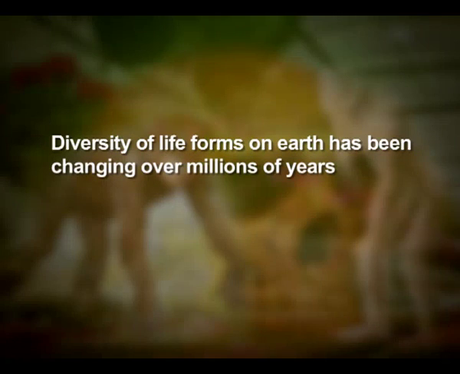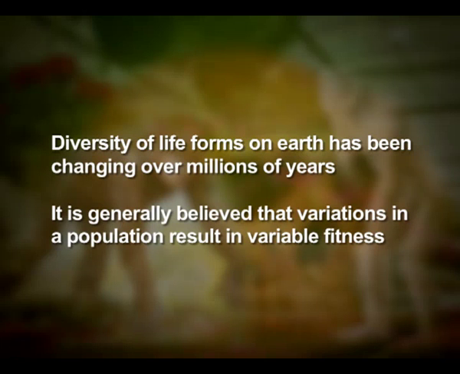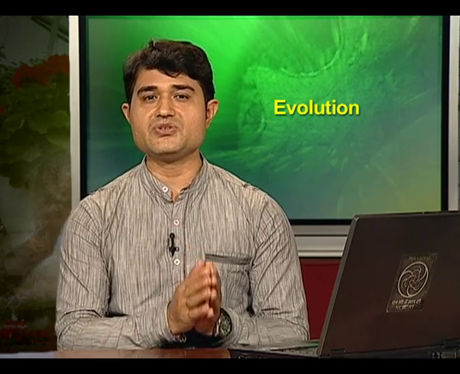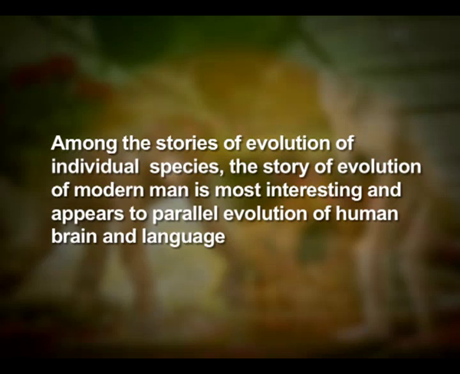Diversity of life forms on earth has been changing over millions of years. It is generally believed that variations in a population result in variable fitness. Other phenomena like habitat fragmentation and genetic drift may accentuate these variations, leading to the appearance of new species, hence evolution. Among the stories of evolution of individual species, the story of evolution of modern man is most interesting and appears to be a parallel evolution of the human brain and language.